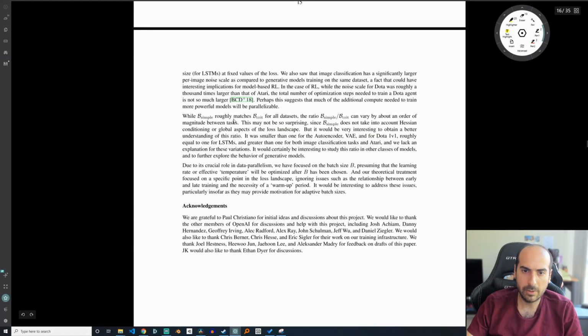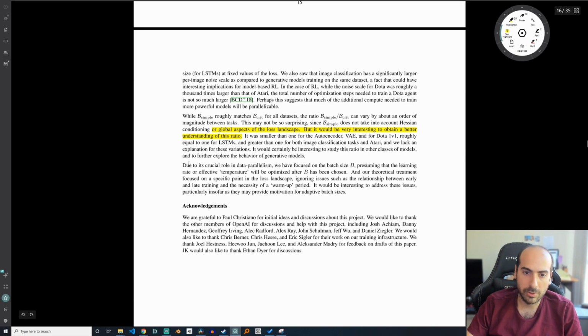Okay, while B simple roughly matches B crit for all data sets, the ratio can vary by about an order of magnitude across tasks. This may not be surprising, since B simple does not take into account Hessian conditioning or global aspects of the loss landscape. But it would be very good to get a better understanding of this ratio. It was smaller than 1 for the autoencoder, roughly equal to 1 for LSTMs, and greater than 1 for both image classification and Atari. And we lack an explanation for these variations. It would certainly be interesting to study these ratios.